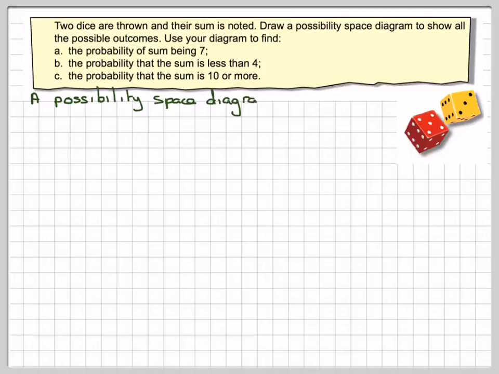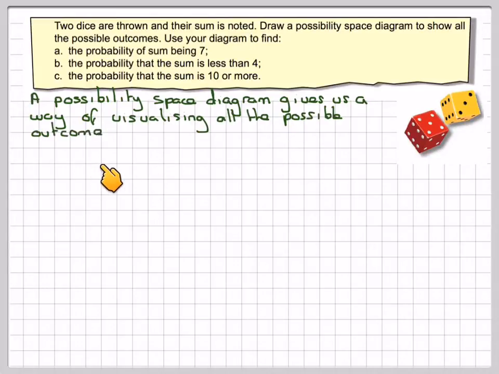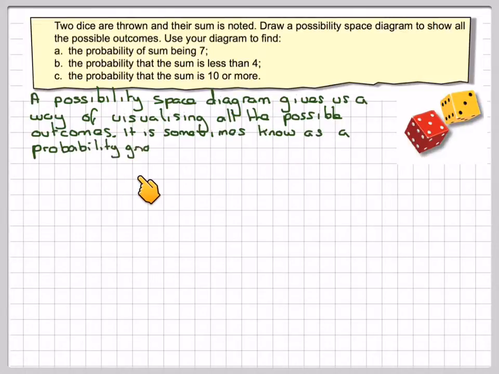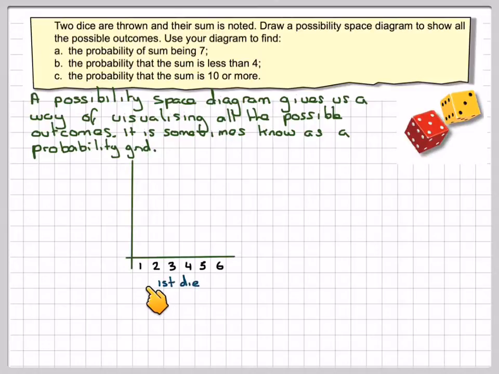A possibility space diagram gives us a way of visualizing all the possible outcomes. It's sometimes known as a probability grid. So if we have a line here and we start with the first die, we'll write down the things that we can get on the first die, which is 1, 2, 3, 4, 5, 6. Up the side here, we can put the second die, and then we can get the following possibilities.